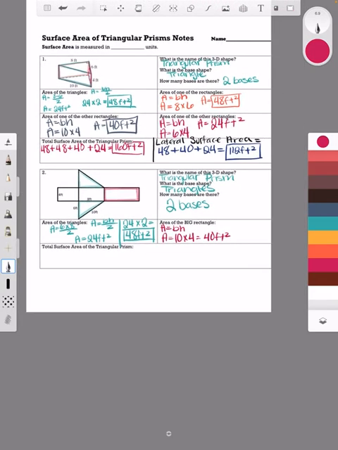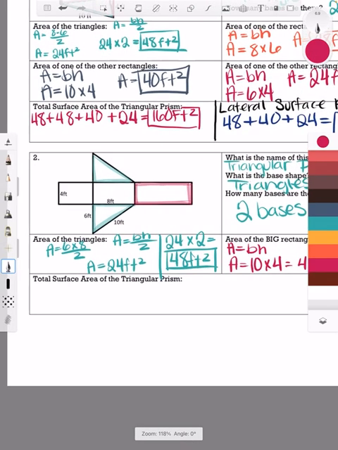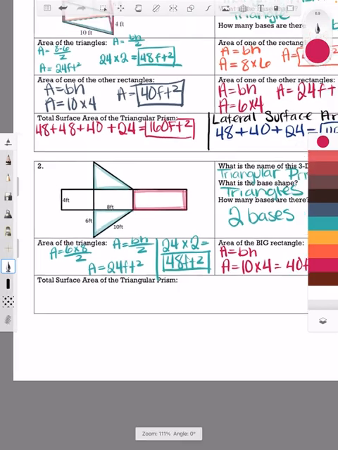All right, so they only asked for the area of the big rectangle for some reason, but then they follow up and say, what is the total surface area of the triangular prism? So we're trying to figure out what the total surface area is. That means that we need to know the area of all of our shapes. So we found out the area of the big rectangle is 40 feet squared. The area of my triangles are 24 feet squared apiece.